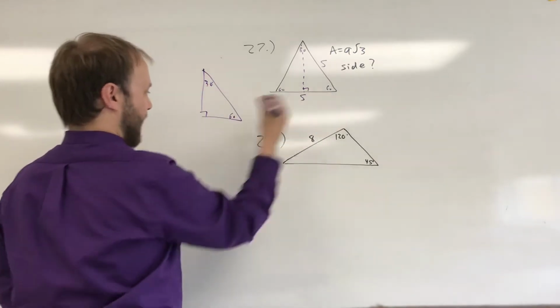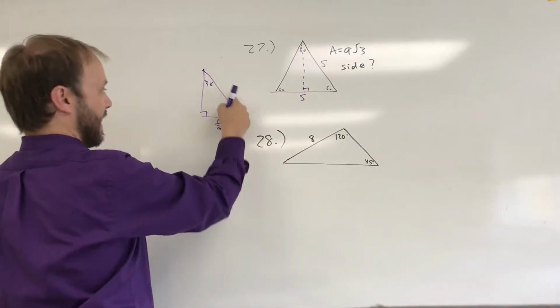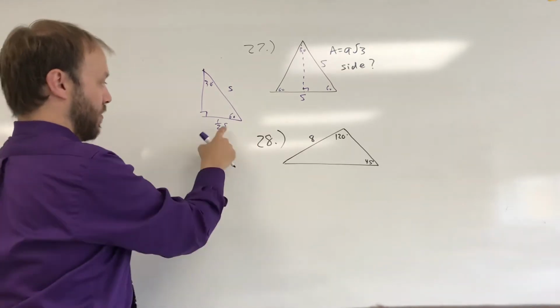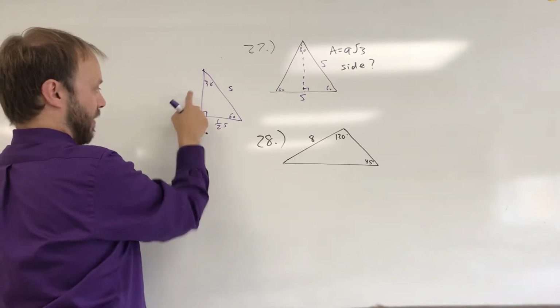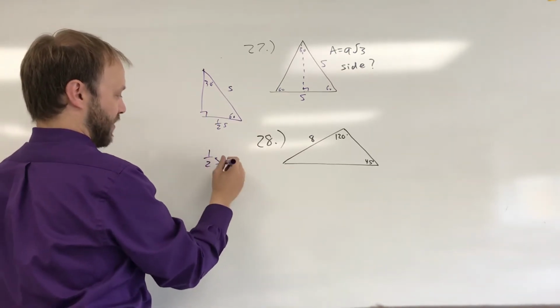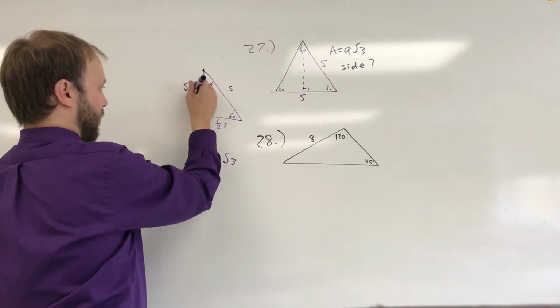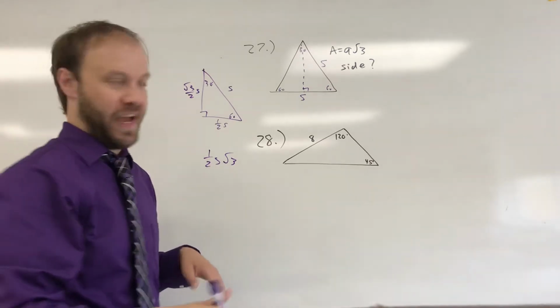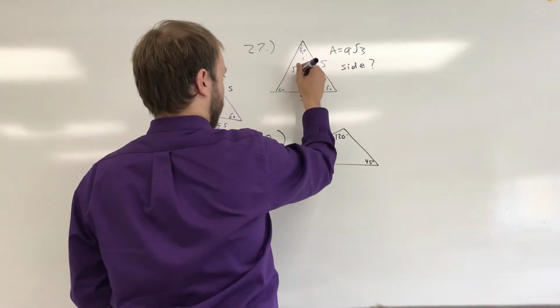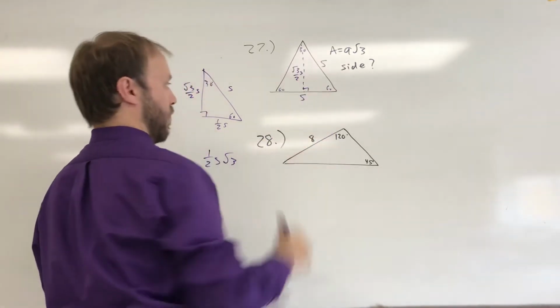So if this whole side is s, this would be 1/2 s. This side would be s. And remember that this side gets multiplied by radical 3. So it would be 1/2 s times the square root of 3. I'd probably write it as radical 3 over 2 times s. Okay? So we have radical 3 over 2 s with s.